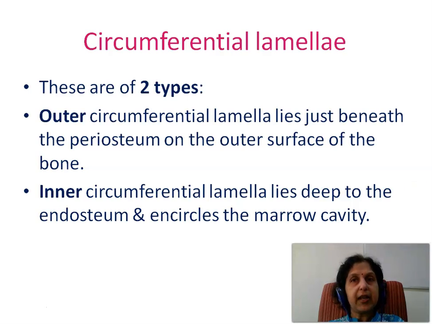Circumferential lamellae. These are of two types. Outer circumferential lamella lies just beneath the periosteum on the outer surface of the bone. Inner circumferential lamella lies deep to the endosteum and encircles the marrow cavity.